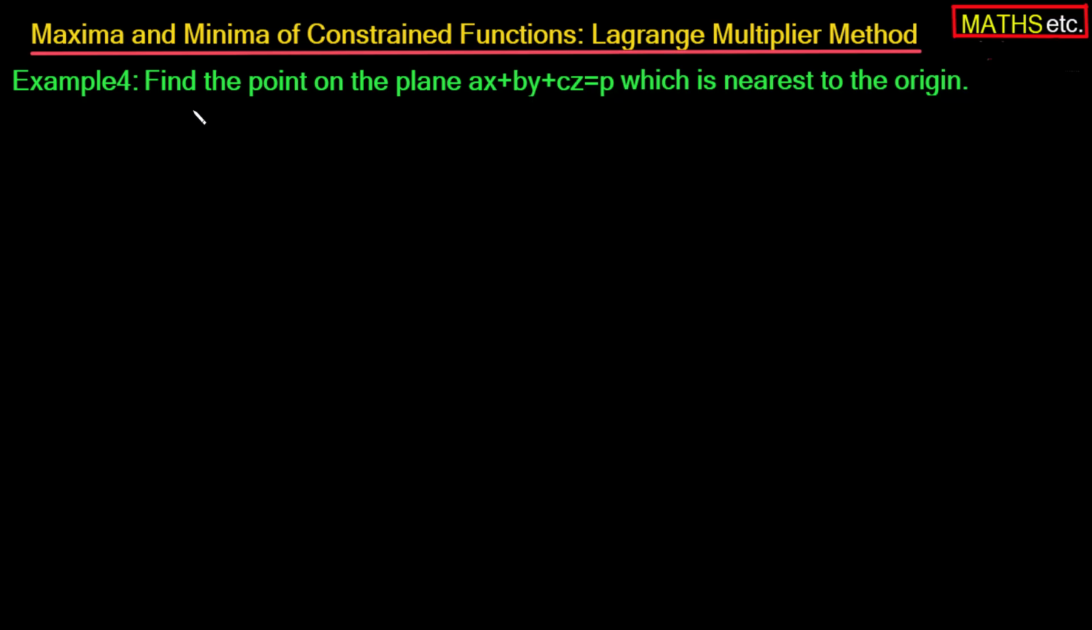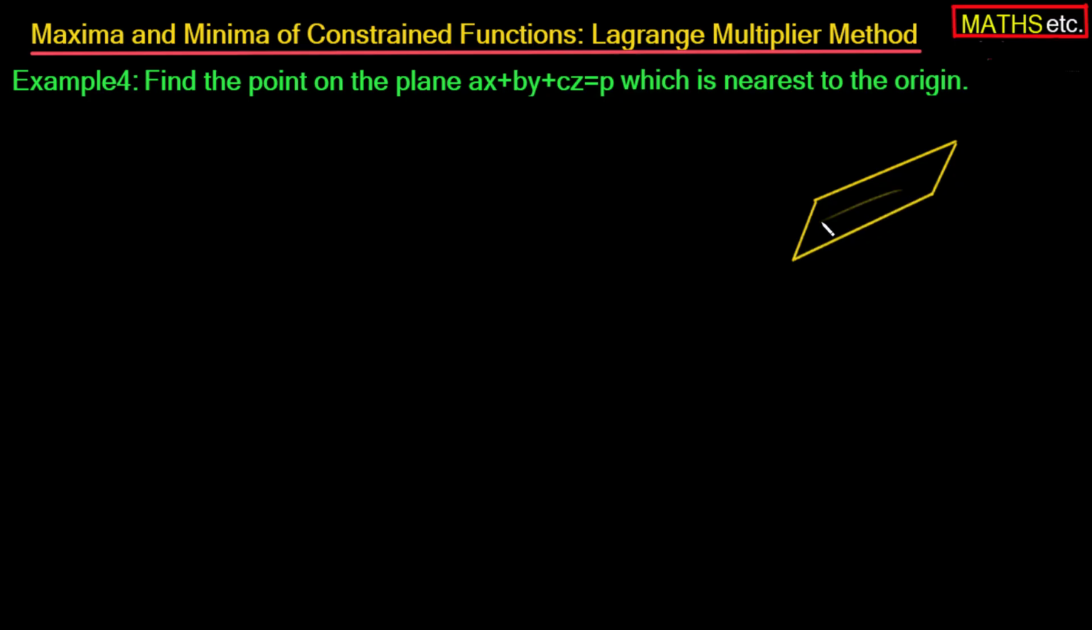So in this problem, we have to find the point on the given plane ax plus by plus cz equals p, which is nearest to the origin. So let us first visualize this problem. We have a plane ax plus by plus cz equals p. Let us draw this plane. We will draw the plane in the form of a parallelogram.